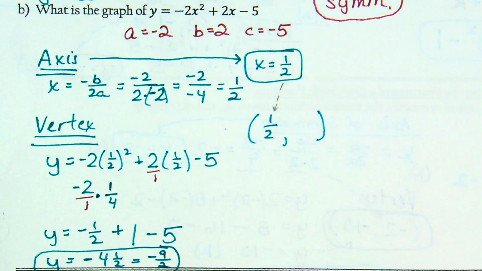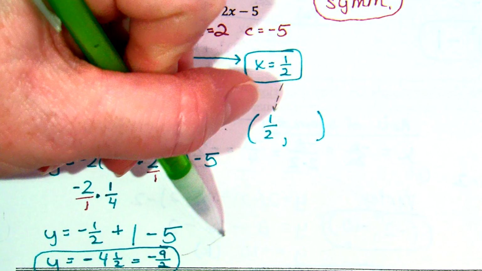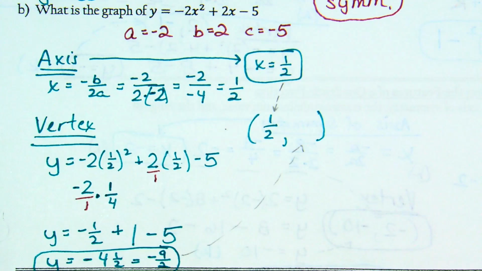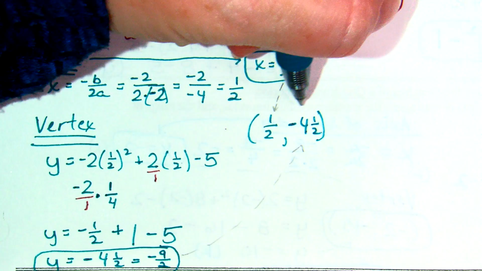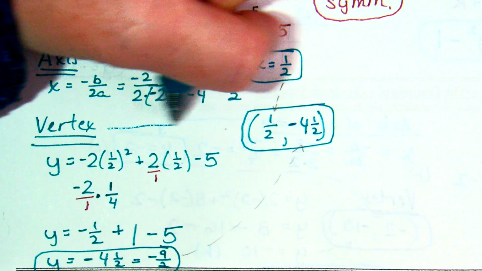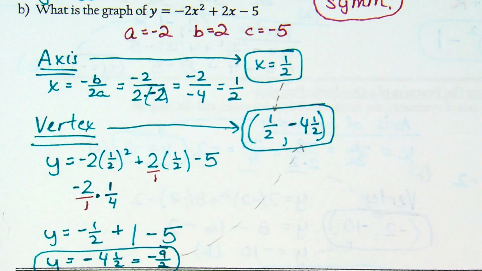Where does this go? Yeah, this is the second part of my vertex. For graphing purposes, I'm actually going to write negative 4 and a half. Because we're getting ready to graph that, and that's going to make the most sense graphing.